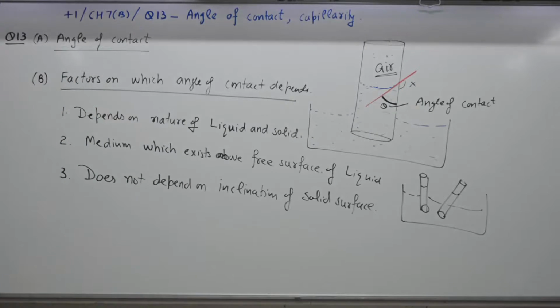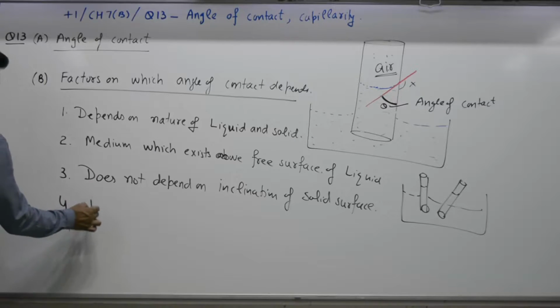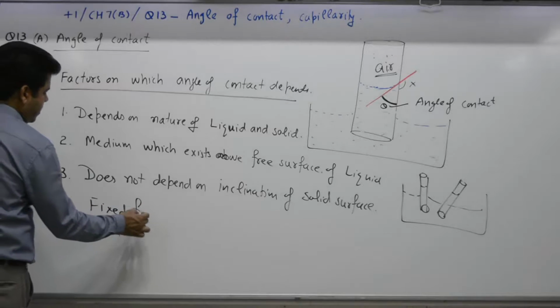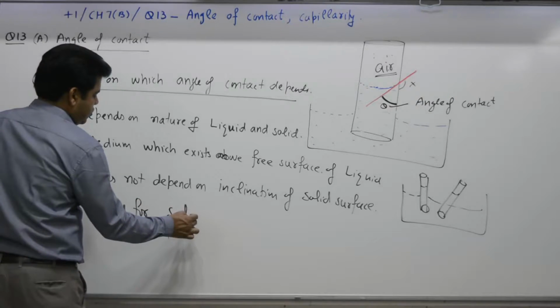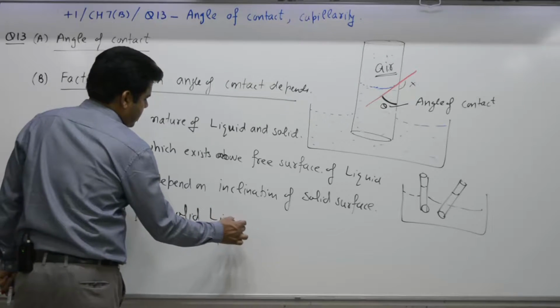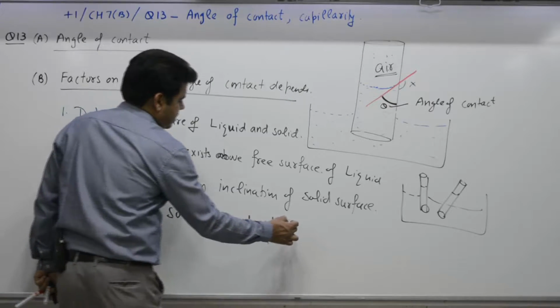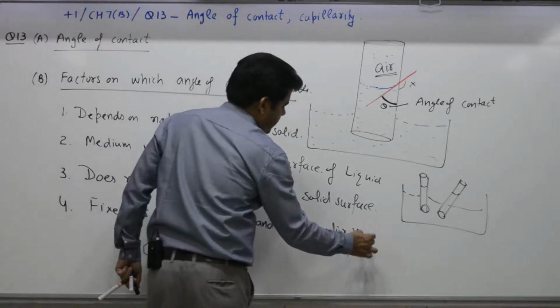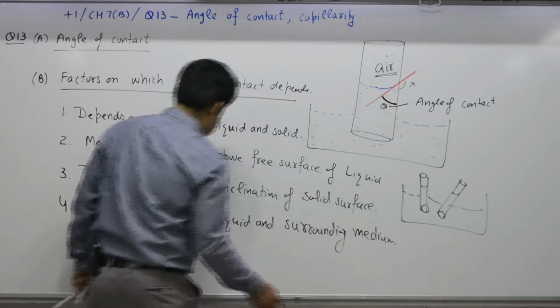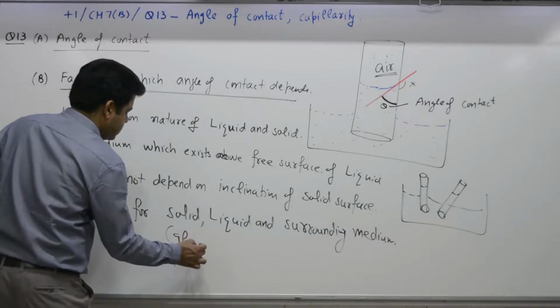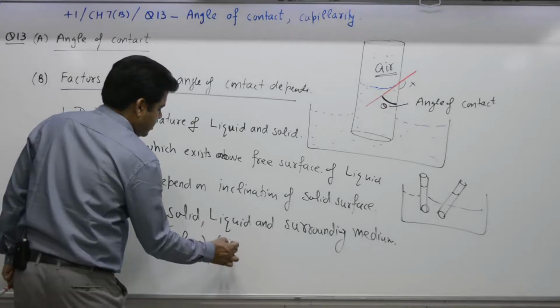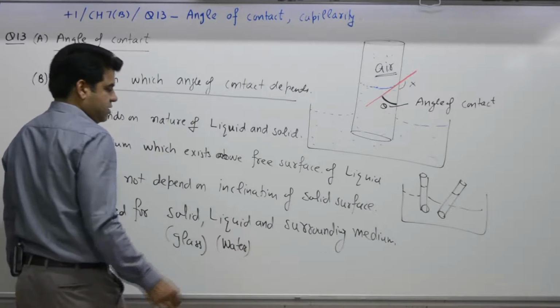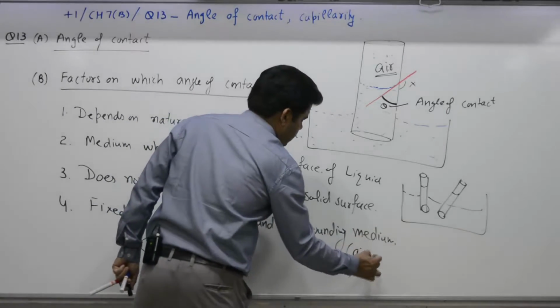Four. It is fixed for a given pair of solid, liquid and surrounding medium. Yes, in the given example, solid is what? Glass. Liquid is what? Water. Surrounding medium is what? Air.